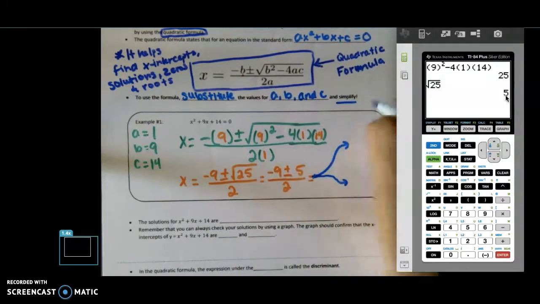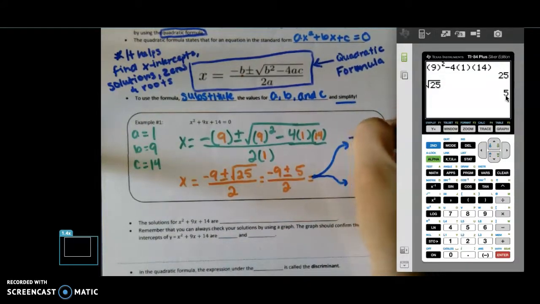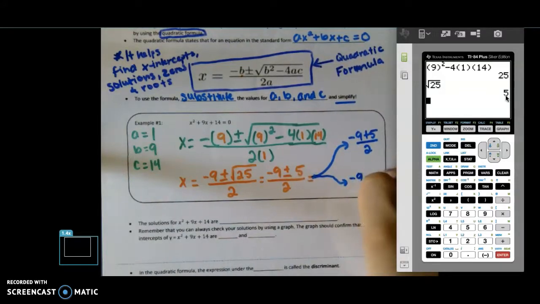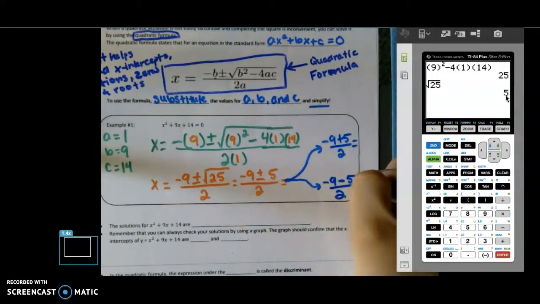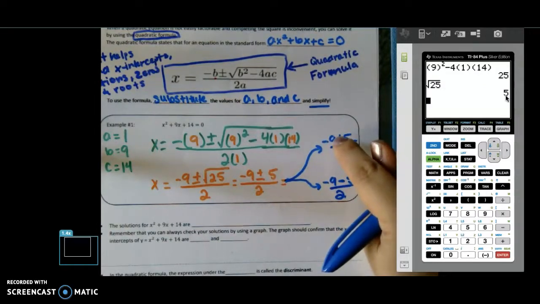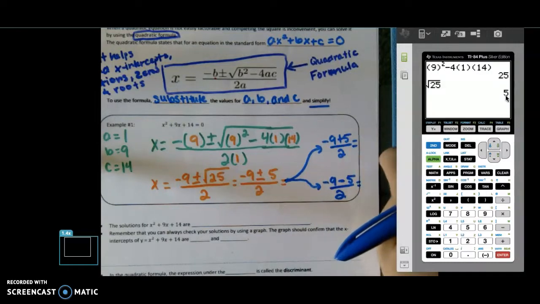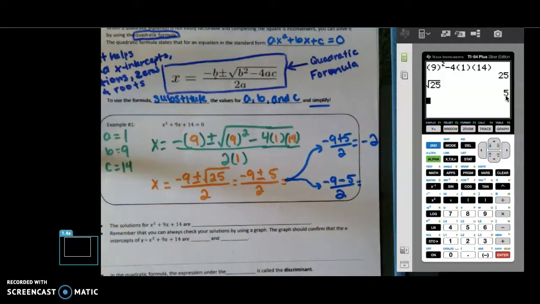Basically, it's going to be negative 9 plus 5 all over 2. See how I just had the plus sign? Then the second one is going to be negative 9 minus 5 over 2. Now we have to solve them both. So what you want to do is do negative 9 plus 5 first. Negative 9 plus 5 equals negative 4, right? Divided by 2 would give me negative 2.